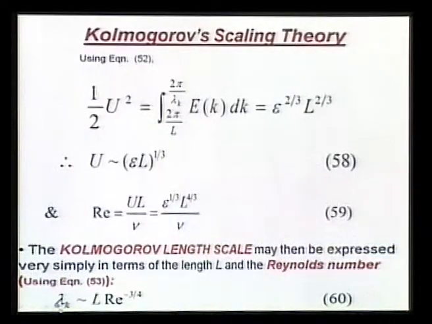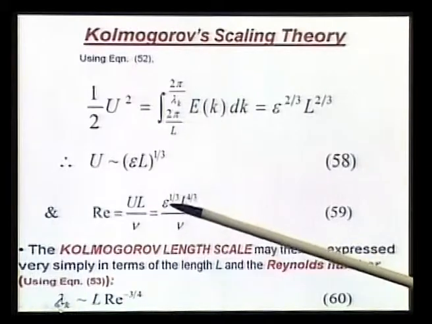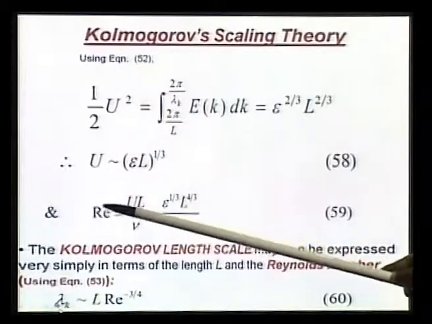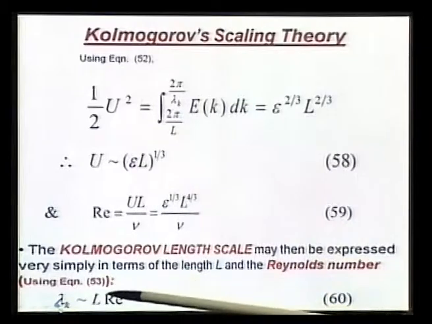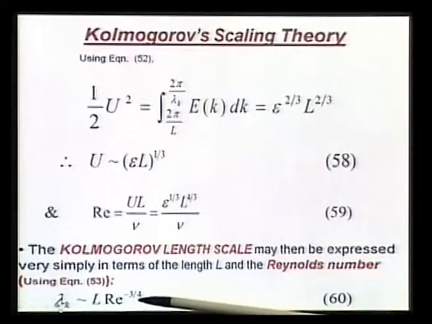Okay. So we have obtained the value of epsilon in terms of Re here, and I can now plug it back into the expression for lambda k, that goes as this. I think I will stop at this point.